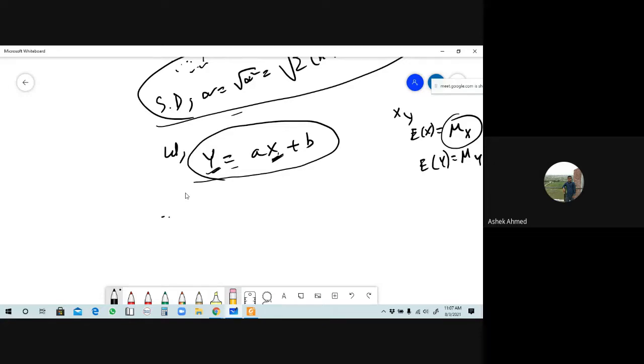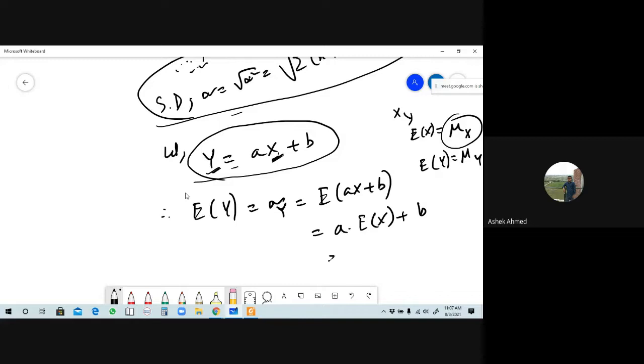So from here, the left side is y. If you take expectation on both sides, since expectation is a linear operator, the left side will be expectation of y, that is mu suffix y. The right side is expectation of ax plus b, that is a into expectation of x plus b, since expectation of b is b. So this is a into mu suffix x plus b. Sorry, this is not sigma, this is mu. I have written it wrong here.